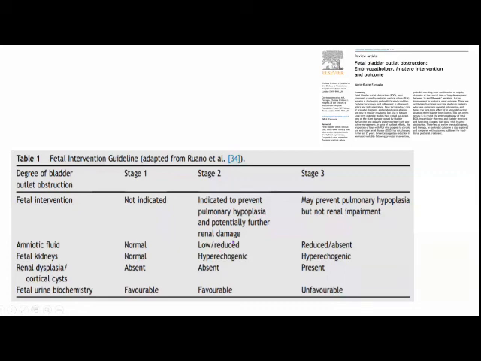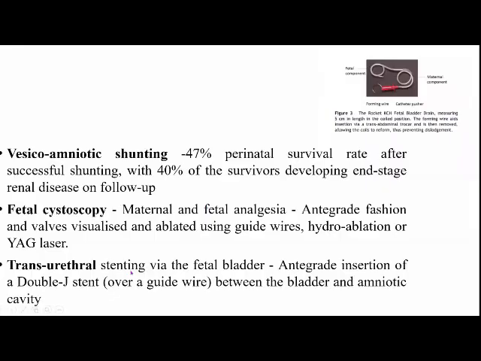The common antenatal interventions we do are vesicoamniotic shunting, fetal cystoscopy, and transurethral stenting. With vesicoamniotic shunting, there is a 40% perinatal survival rate after successful shunting, with 40% of survivors developing end-stage renal disease on follow-up. Fetal cystoscopy requires maternal and fetal anesthesia. It is done in an antegrade fashion, and the valve walls are visualized and ablated.